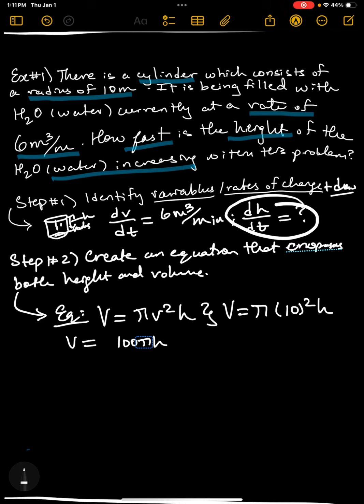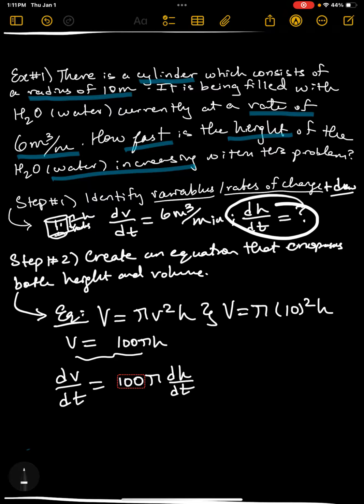Now what we have to do is differentiate with respect to time. So we have to do dV/dt is equal to 100 pi dh/dt. So then we just have that.